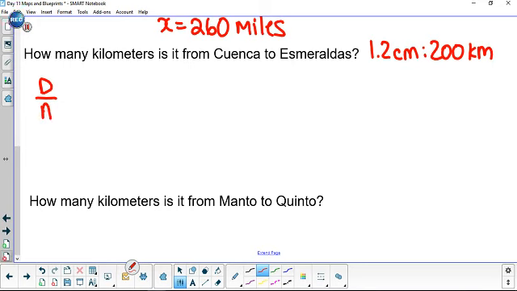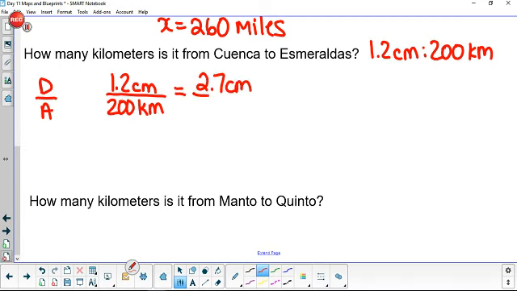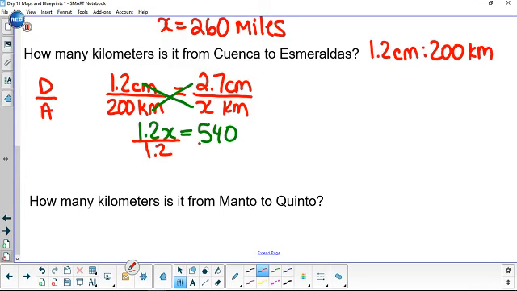So the drawing to the actual, 1.2 centimeters is 200 kilometers. It is 2.7 centimeters when you measure that distance on the map. We will determine how many kilometers. 1.2 times x is 1.2x. 200 times 2.7 is 540. Isolate the x by dividing by 1.2. So you are left with x equals 450 kilometers.